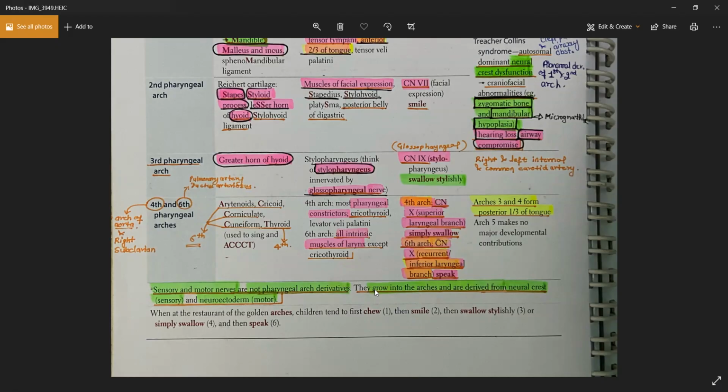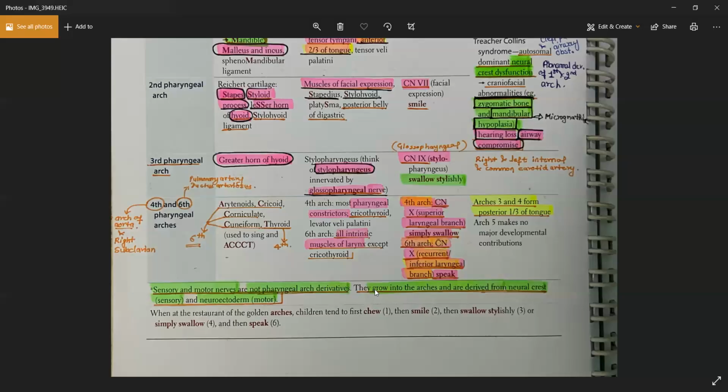Alar is dorsal, sensory. Alar is dorsal, that means sensory, and basal is motor, that means anterior, ventral. The anterior or ventral part means the basal, motor, and the dorsal part, sensory, is derived from the alar plate. And which genes or what other things form these alar and basal plates, if you guys remember?